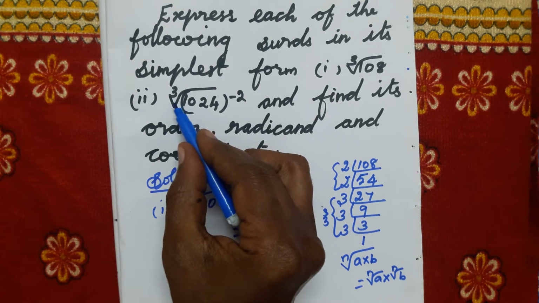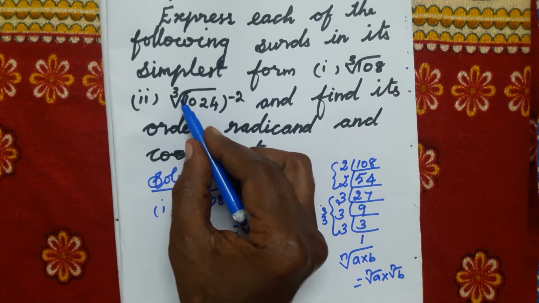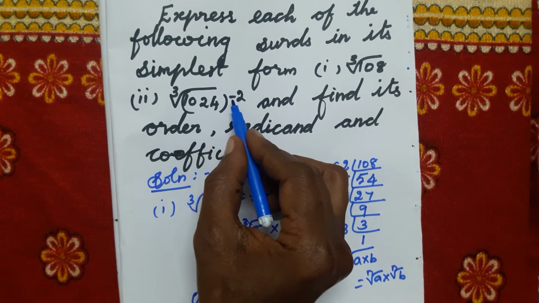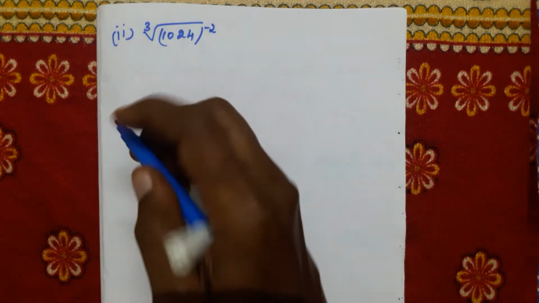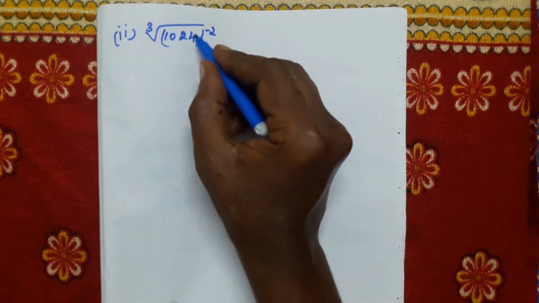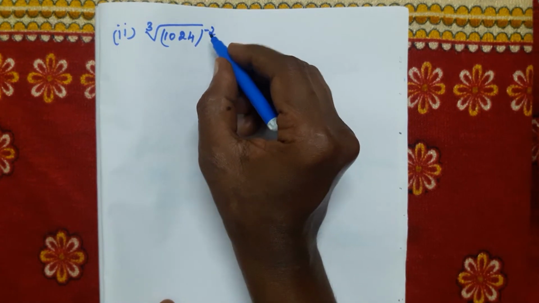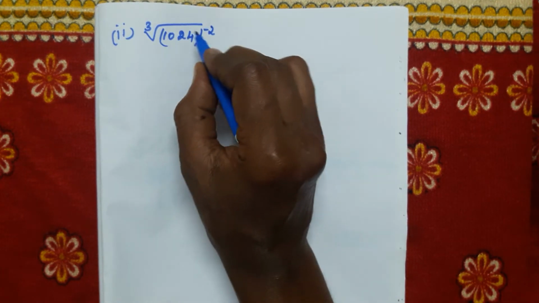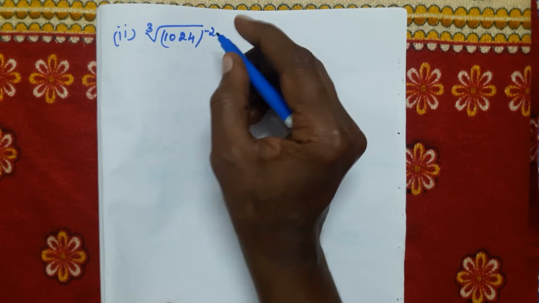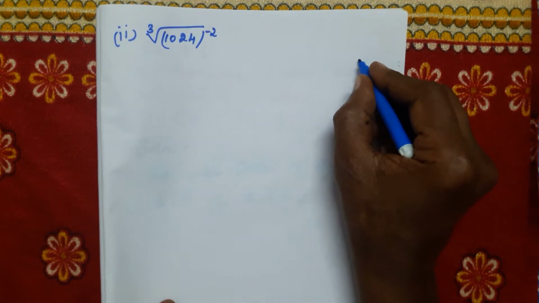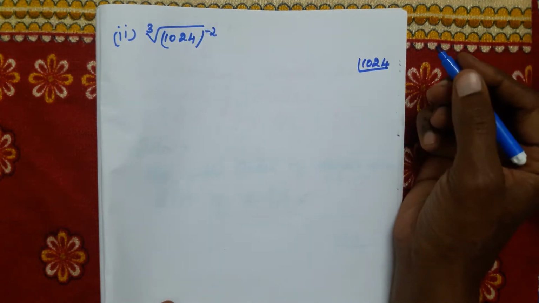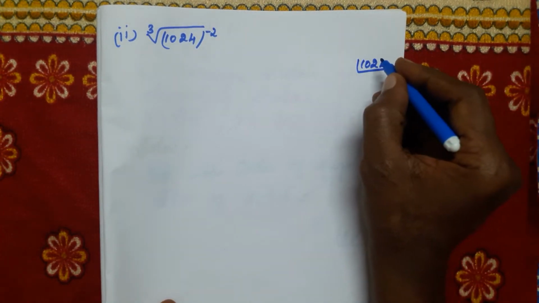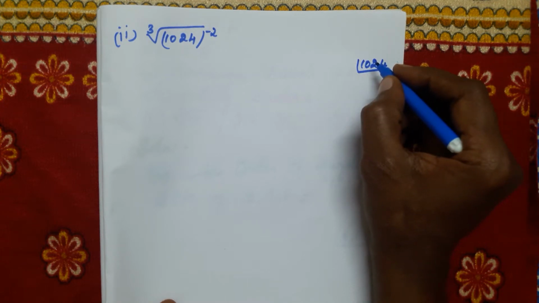Now we can do the second problem. What's the second problem? Cube root of 1024 power minus 2. Here also we have to factorize this 1024. When factorizing 1024, which table can we use? We have to select a prime number. Which table can we factorize with?